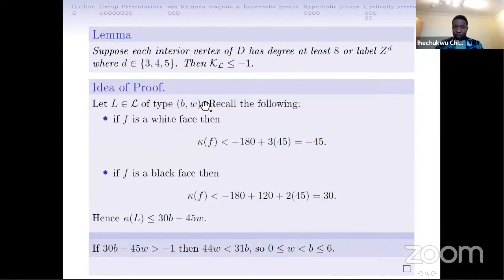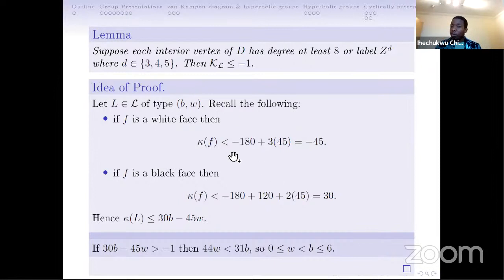Okay, so I think this is my last slide. Here is a lemma. Suppose each interior vertex of D has degree at least 8, or label ZD. We have already shown this. This is one of our lemmas. We show that if n is greater than 7p, then any vertex of degree less than 8 has to be of this form. That's what we've shown before. So this condition is actually true in our case. Then this holds, which is all we want.